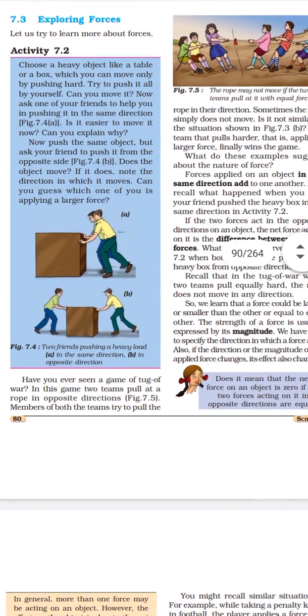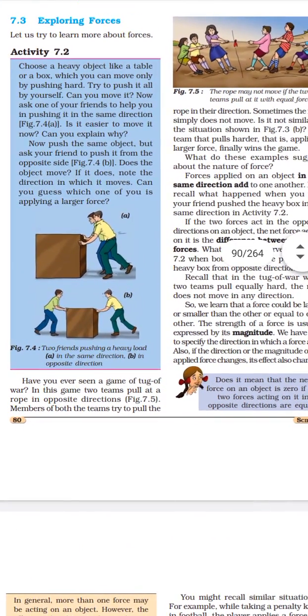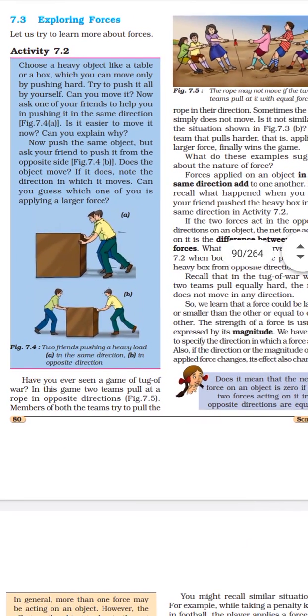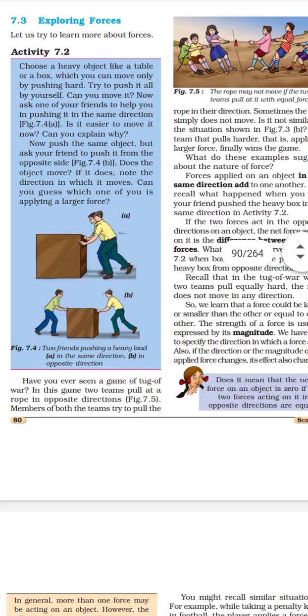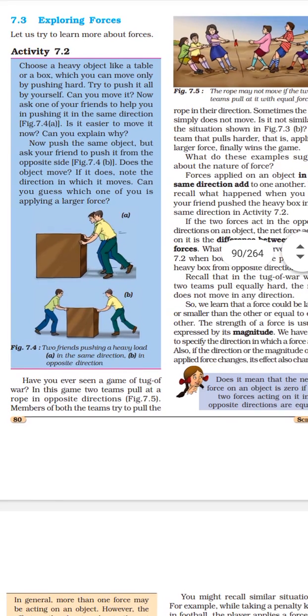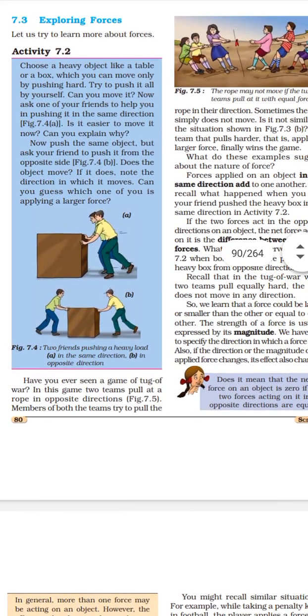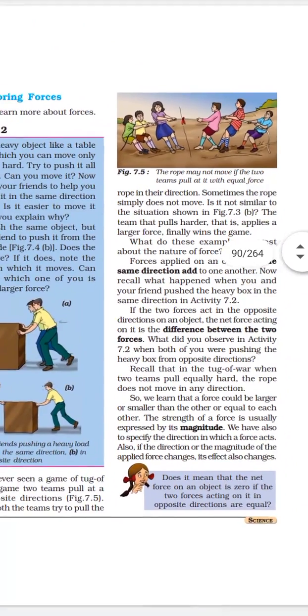Sometimes even by applying force you may not get any result. For example, if a box is very heavy, you apply force, it will not move. Now it does not mean that whenever force is applied it will result in some kind of motion or movement. Sometimes it may not result in any movement. So it's very, very important.